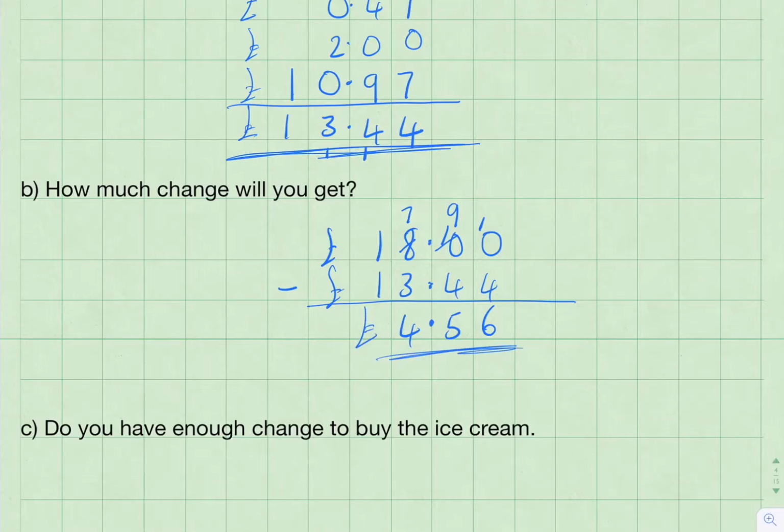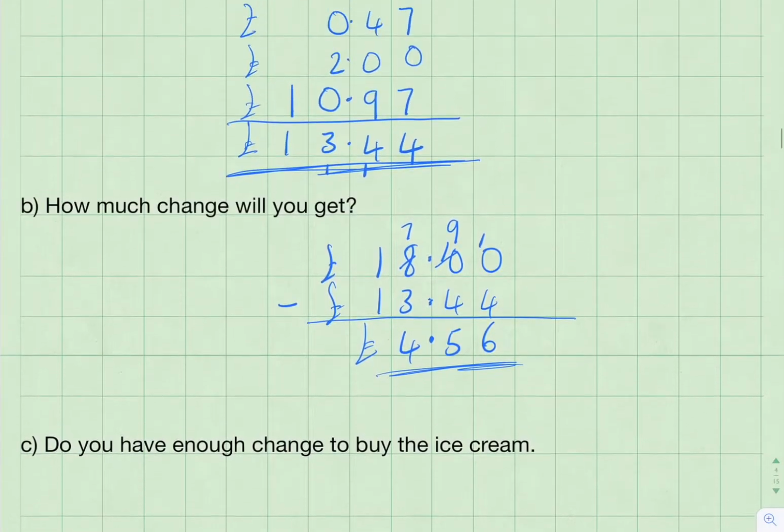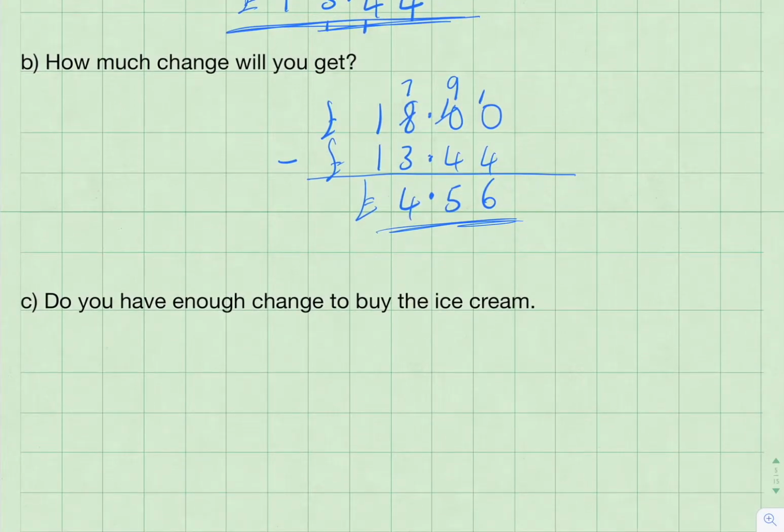£4.56. And the final part, do you have enough money to buy the ice cream? The ice cream costs £2.84. But £2.84 is less than £4.56. So yes, you can buy the ice cream.